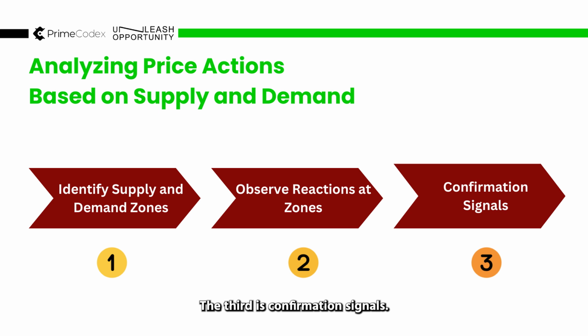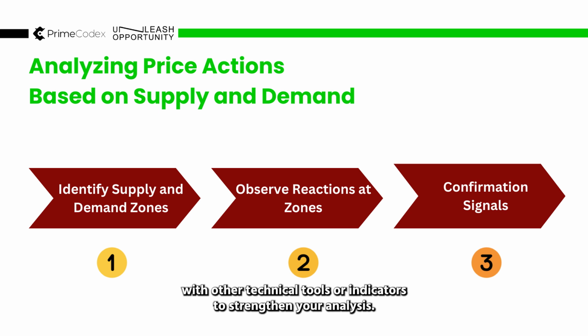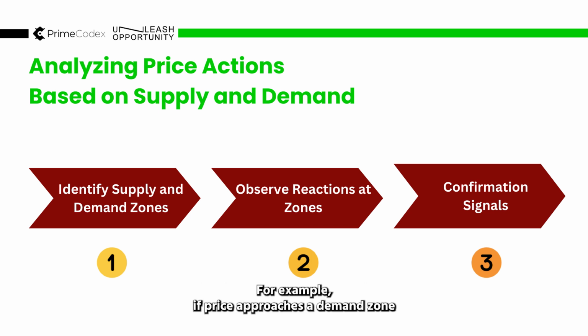The third is confirmation signals. Combine supply and demand analysis with other technical tools or indicators to strengthen your analysis. For example, if price approaches a demand zone and an oversold condition is indicated by an oscillator, it might suggest a higher probability of a bounce.